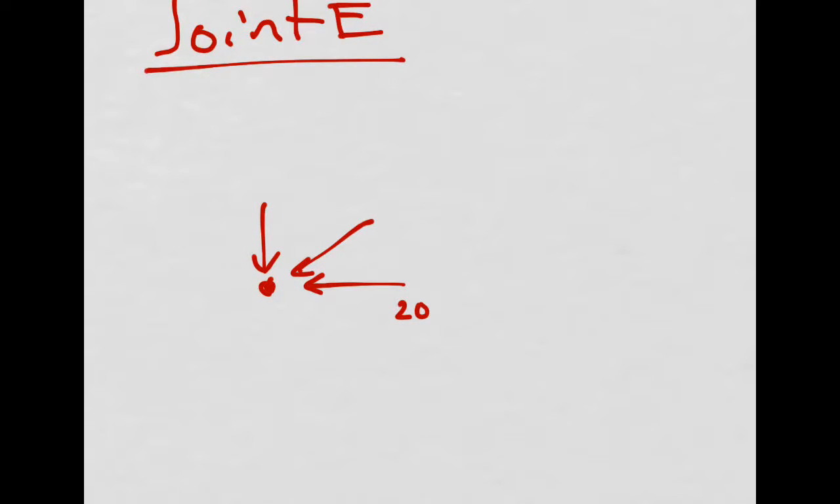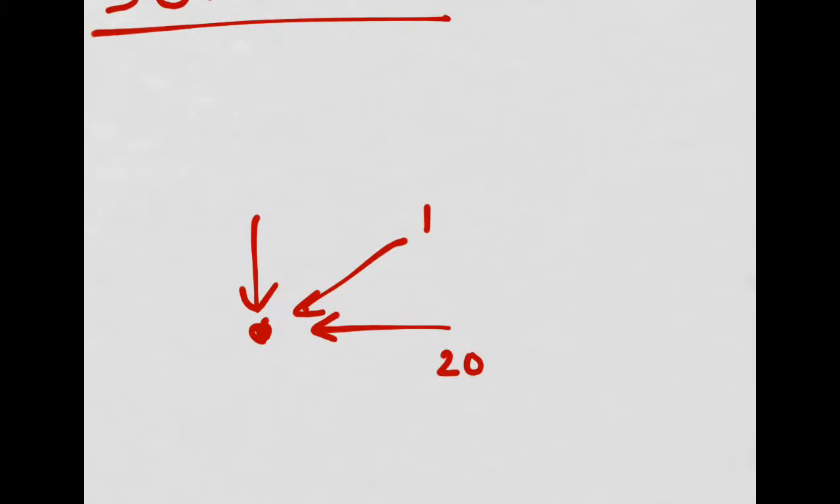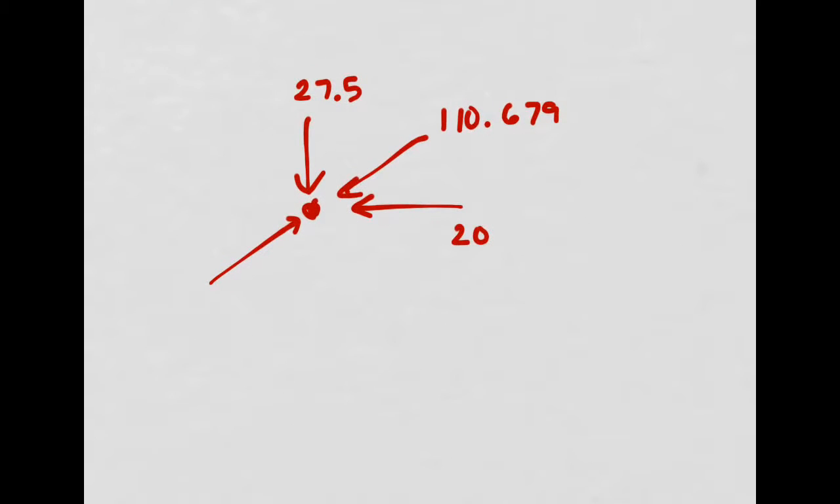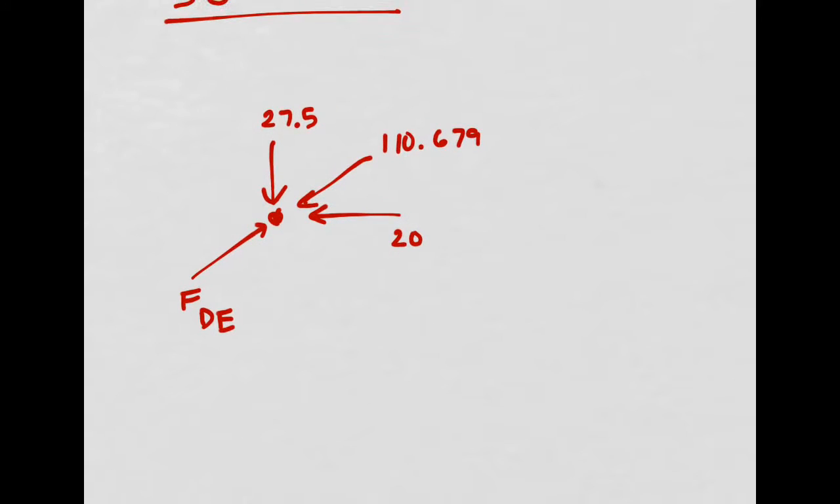The EC, that was, I think, 110.68, 110.679, whatever. And BE, that wasn't that like 20 something, 27.5? 27.5. And then I also have this force over here. I need this one. This is F, the force between, what is that, DE, I think? FDE. DE. Now, how can I get that?